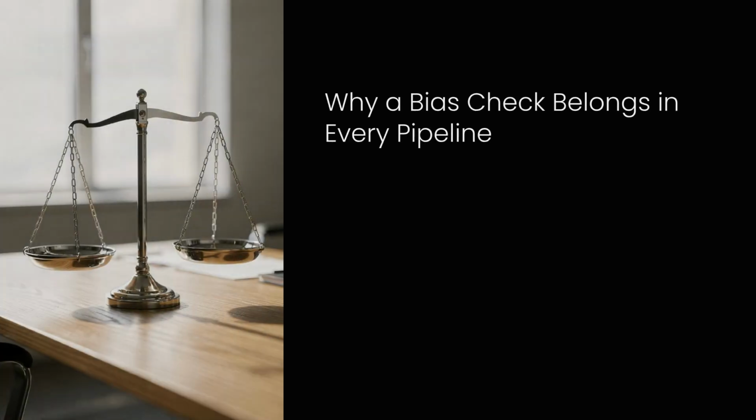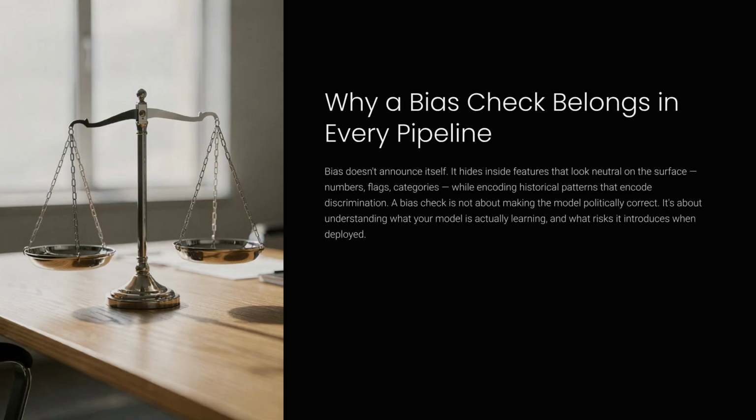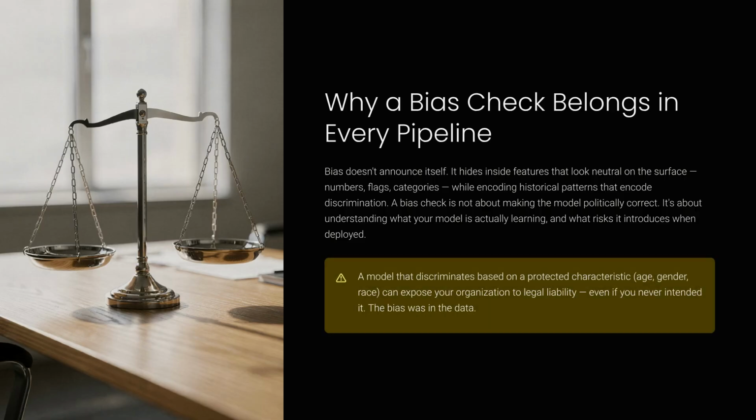Chapter 5. Step 5 is the bias check. We apply the bias framework to this real dataset, investigating 2 key proxy variable risks. A bias check should be in every pipeline. Bias often hides in seemingly neutral features, encoding historical discrimination. It's about understanding the model's risk, as an unintentionally discriminatory model can introduce legal and ethical liability.